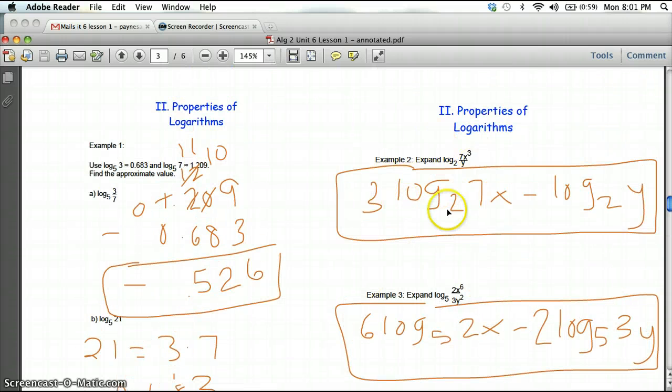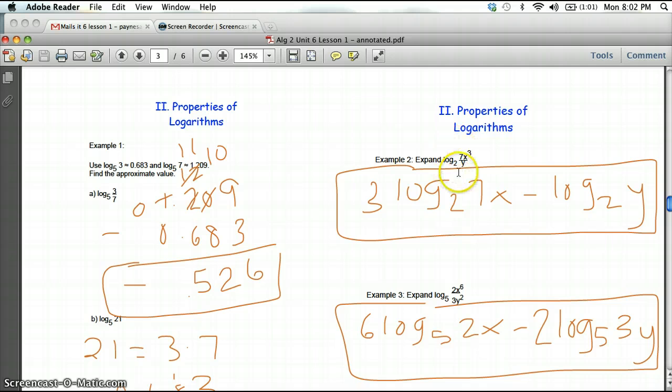Let's go up here. When it tells you to expand, we're actually just going to expand it. We're not going to solve. So anytime you have an exponent, the exponent goes in front. So here we've got log base 2, and we've got an exponent. So our exponent goes in front. So 3 log base 2 of 7x.